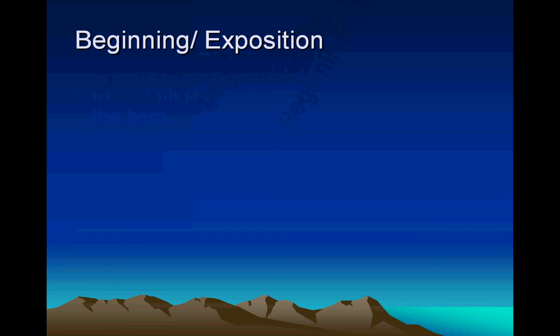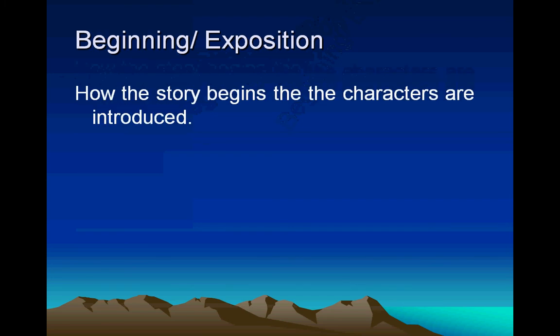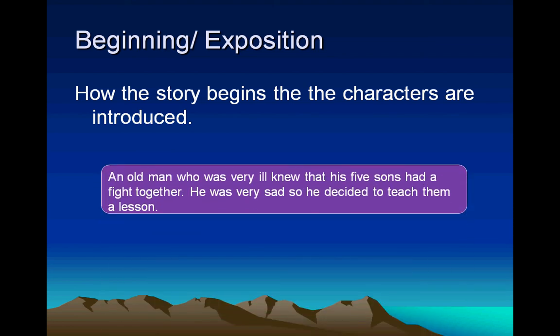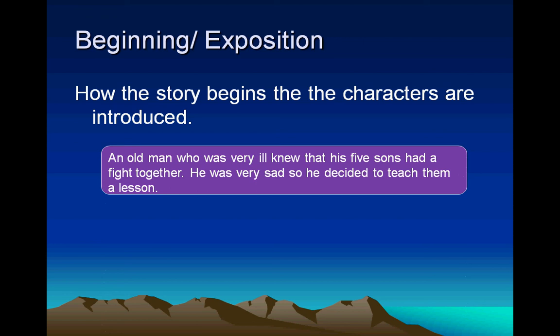Now let's come to the beginning or the exposition of the story. How the story begins. The characters are introduced. An old man who was very ill knew that his 5 sons had a fight together. He was very sad, so he decided to teach them a lesson. In this case, the writer of the story tells us about events that took place before the story and that the reader needs to know in order to understand the story or get involved in the story.